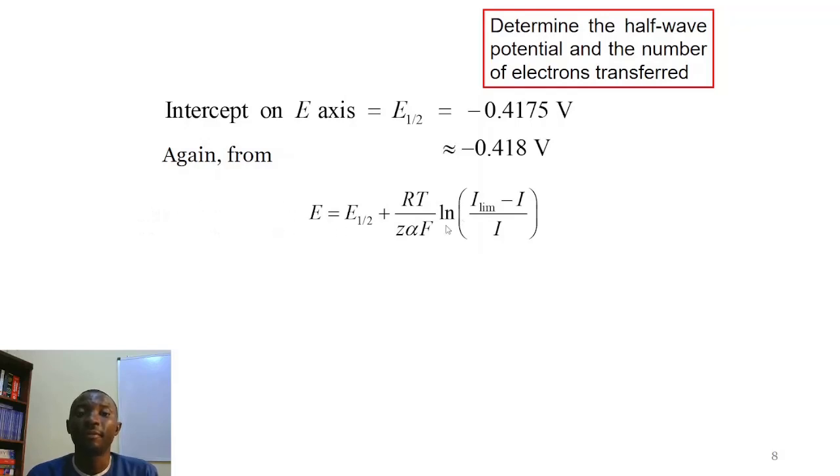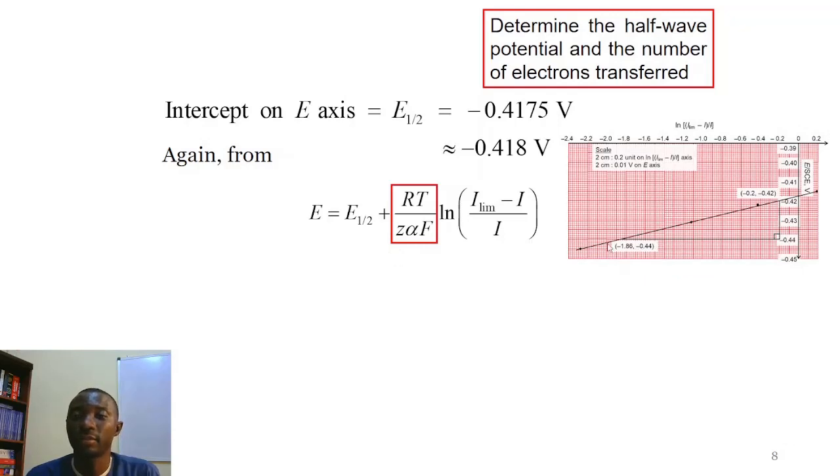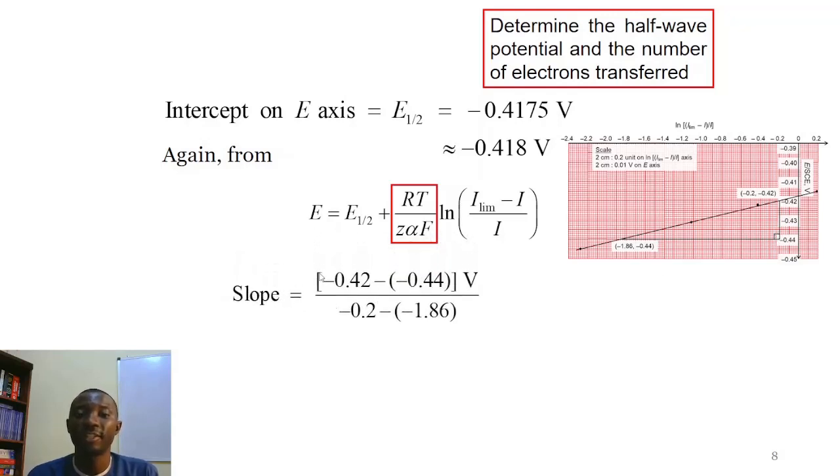Next, from the reversible equation, which is this, we know that this is the gradient, the slope. If we take these values which we got from the triangle, we say the slope is equal to the change in the vertical axis values against change in the horizontal axis values. This is what we actually have. This is equal to 0.0120 volts, and the whole of this is equal to this expression.